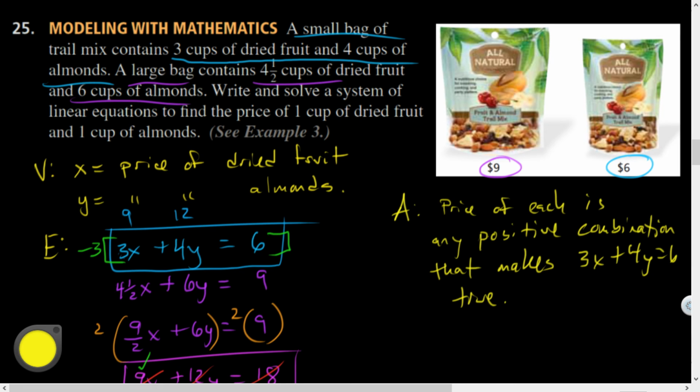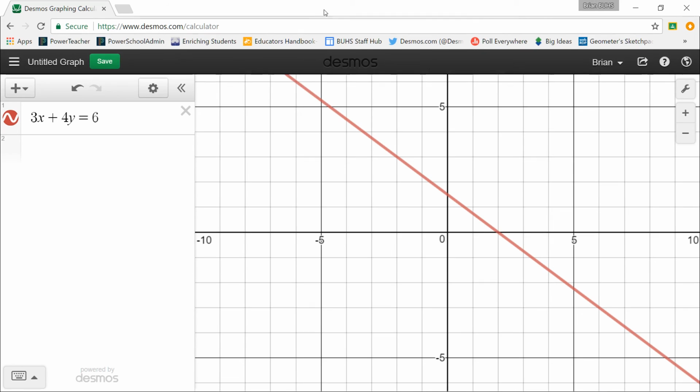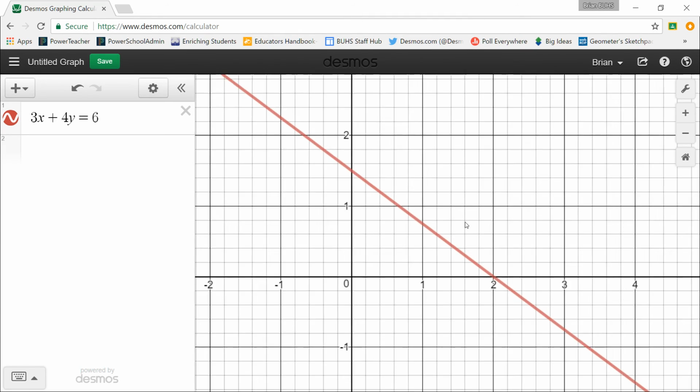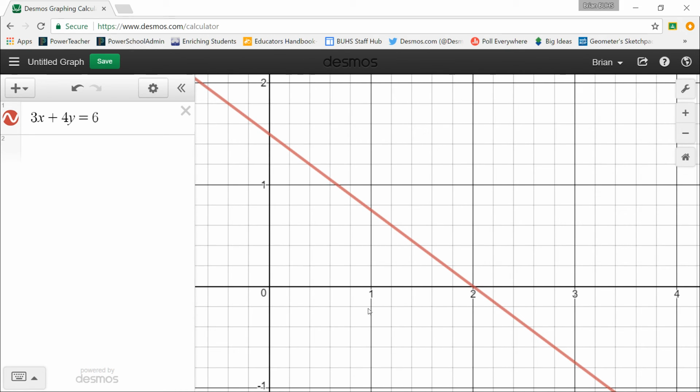So here we go. Let me put this in projector mode. Let me drag this up on the screen. So here we go. Let's zoom in. Okay, so X was the price of fruit, Y was the price of almonds, and any of the points on this line represent combinations that could make that true. So I could have $1.92 per cup of fruit, and 6 cents per cup of almonds. I could have 48 cents per cup of fruit and $1.14 per cup of almonds, right?